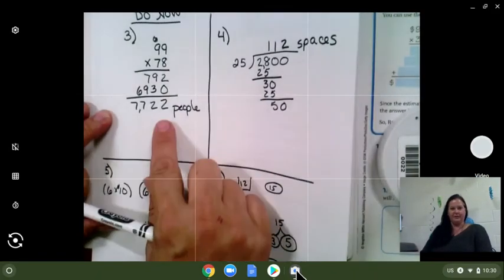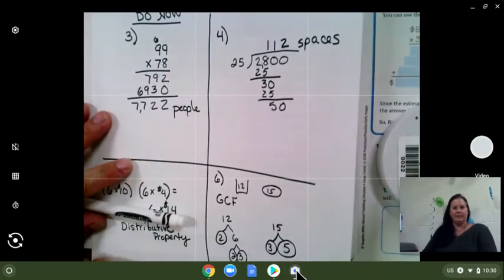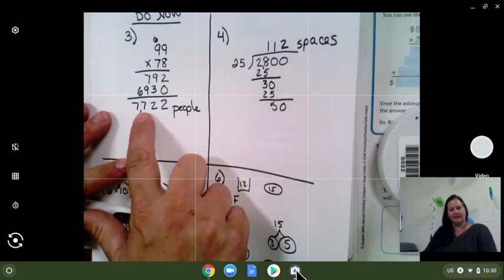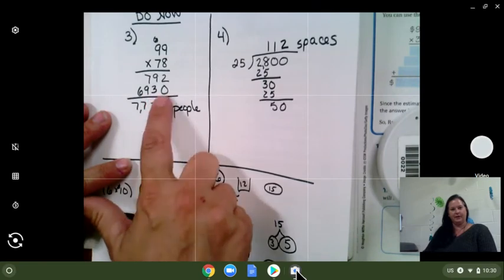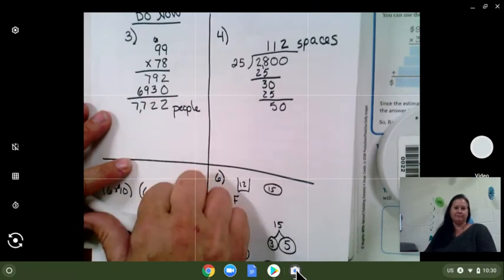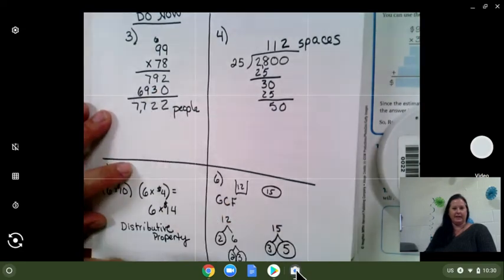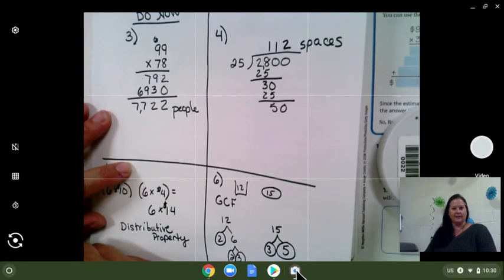So, number 3, you were multiplying how many people were on the train. You should have had 7,722 people. Make sure you put your placeholder in. That would be an important step. Make sure you multiplied correctly. And you can look at mine and figure out what you did correct and what you might need to work on.